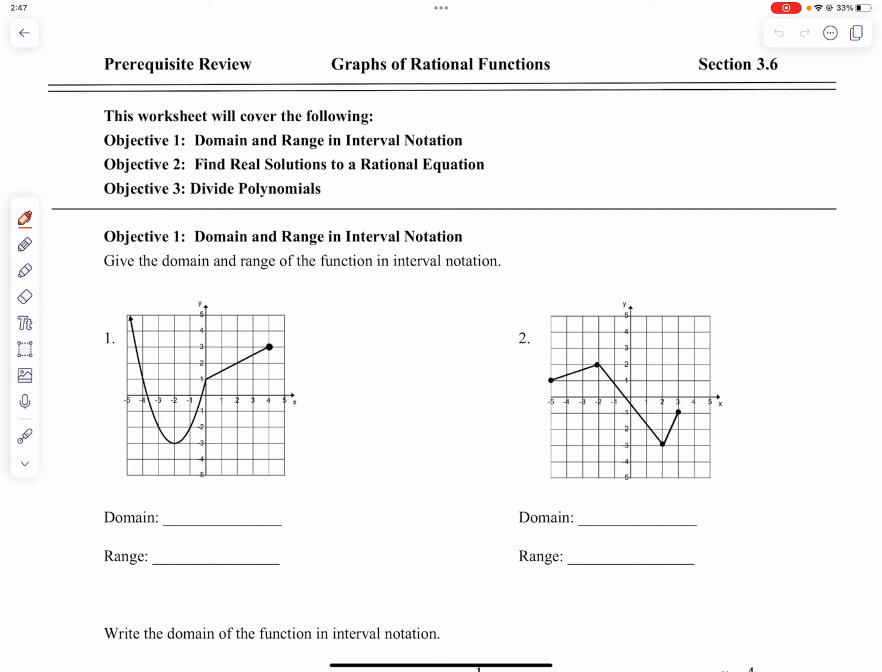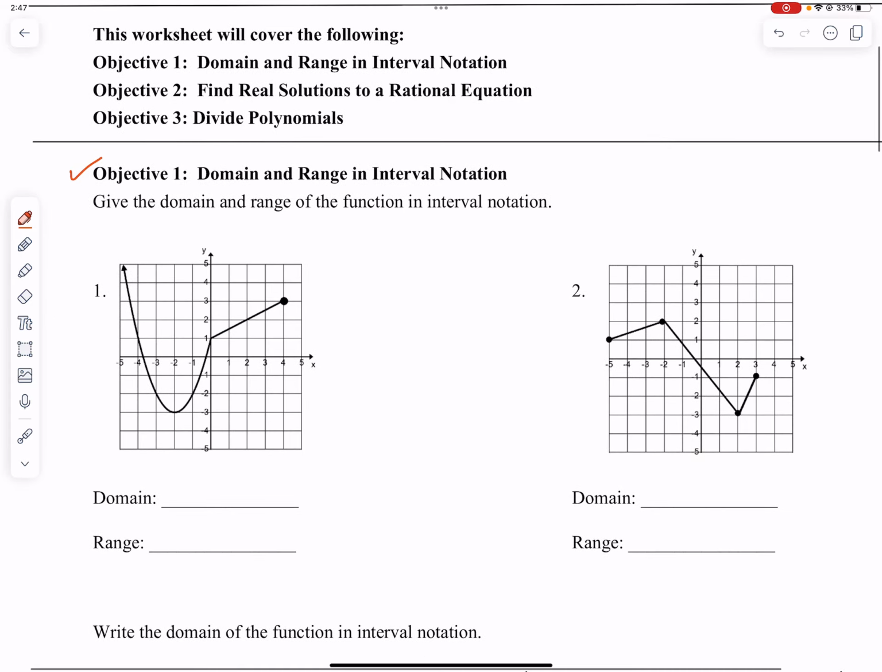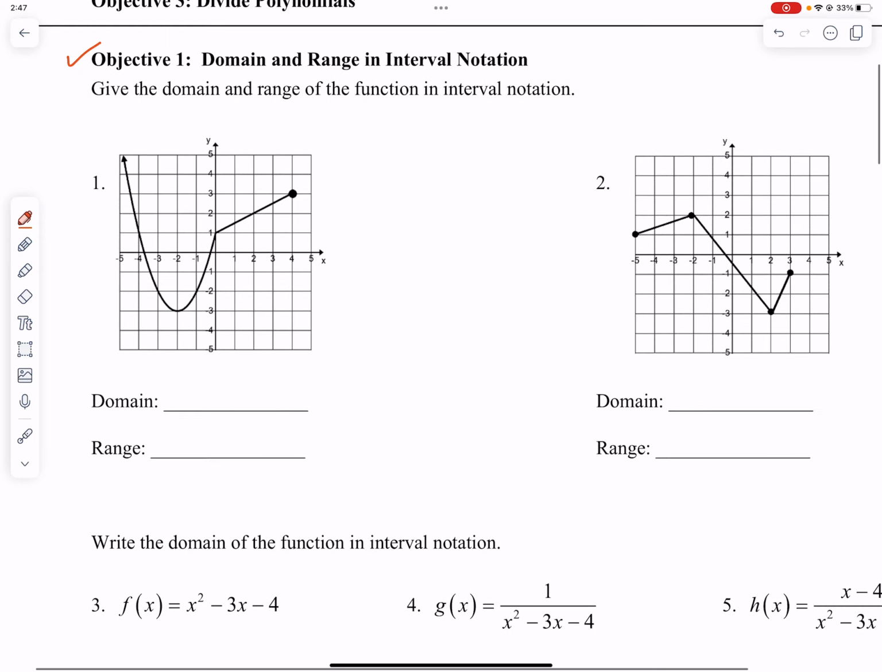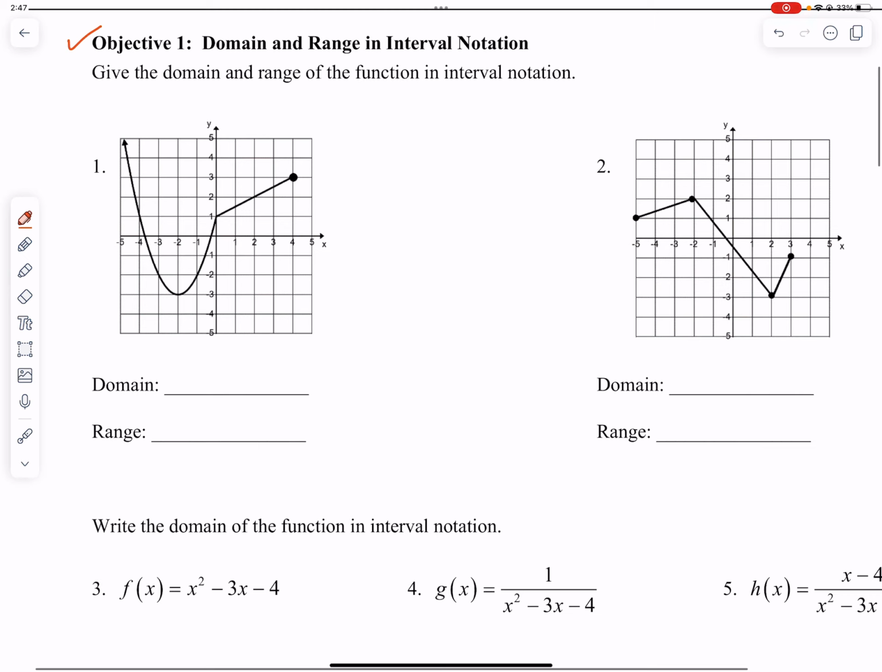This is the prerequisite worksheet for section 3.6, graphs of rational functions. We have 3 objectives in this worksheet. We will begin with number 1, domain and range in interval notation. This is not new, but a nice review.